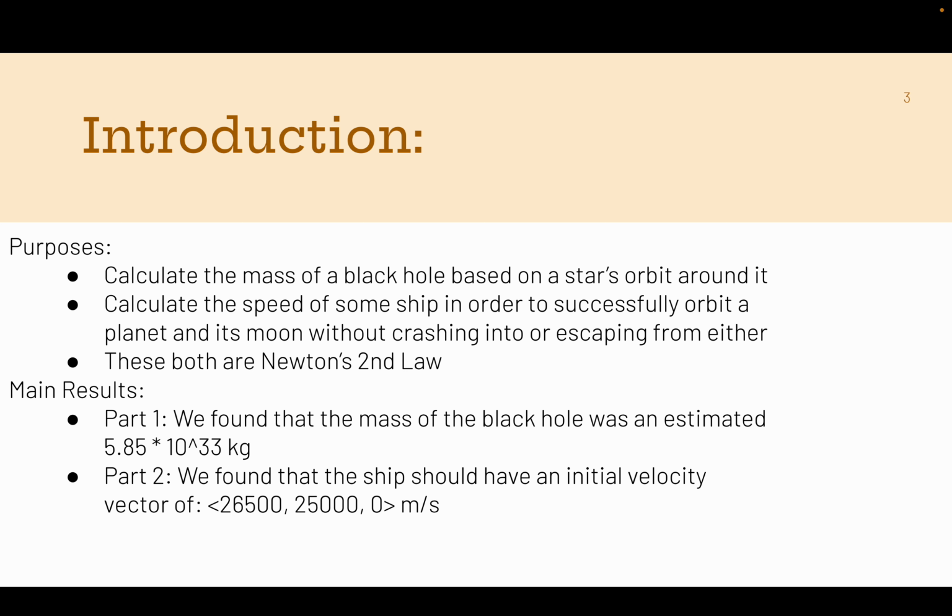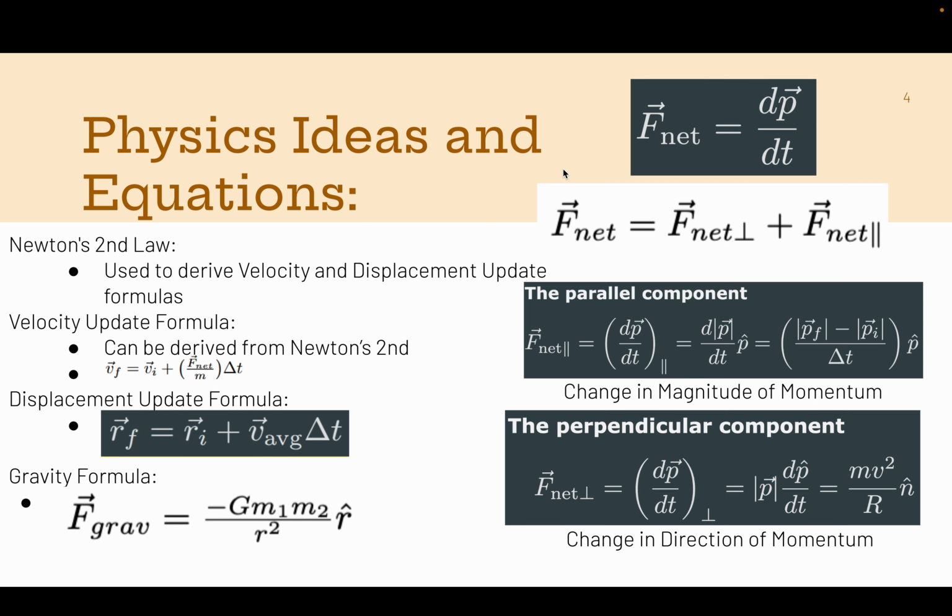The main results are that for part 1, we found that the black hole's mass was 5.85 times 10 to the 33rd kilograms. For part 2, the ship should have an initial velocity of 26,500, 25,000 meters per second. The physics ideas and equations are pretty much all based off of Newton's second law.